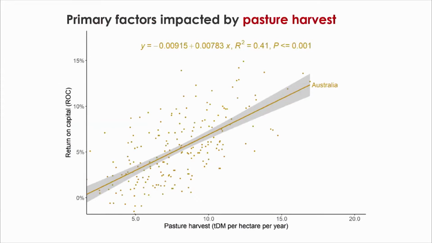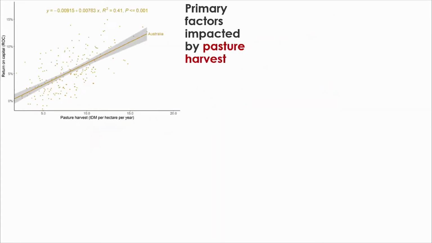So I'd now like to look at the wider impacts of increasing pasture harvest. This graph outlines the impact of pasture harvest on profit or return on capital. The trend is strong, with increasing pasture harvest contributing to an increase in profit. I'm going to run you through quite a number of graphs and build them into groups of 4.